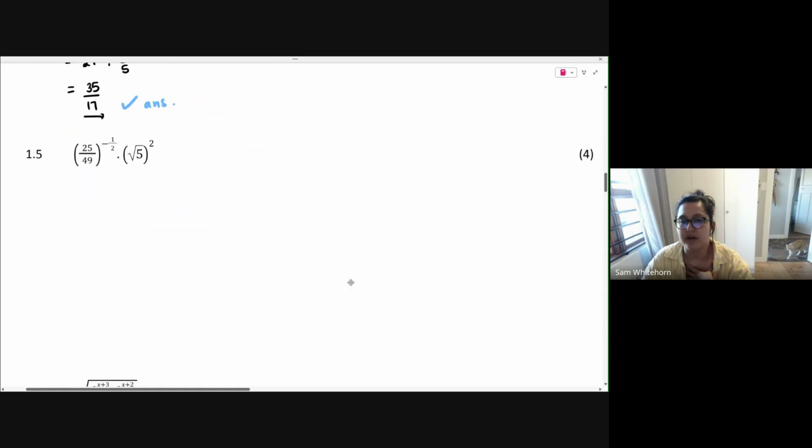So let's give 1.5 a try. We've got 25 over 49 to the power negative a half. So basically almost exactly the same as the first question, just different numbers, times root 5 squared. Now just think logically about inverse operations there. But again, I'm going to give you 4 minutes. Let's give this one a try.